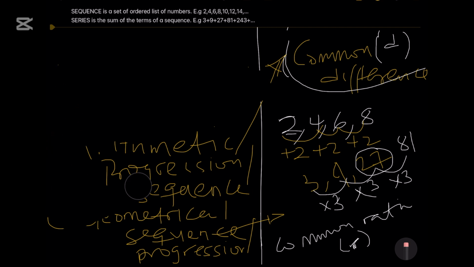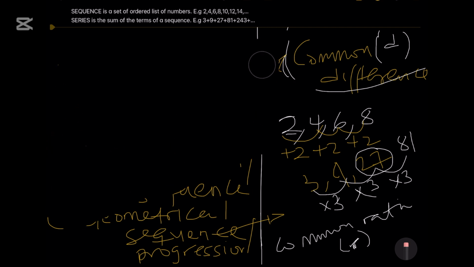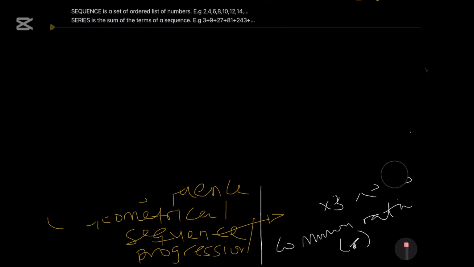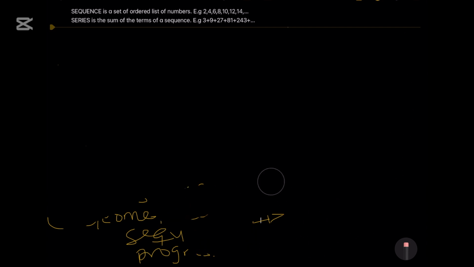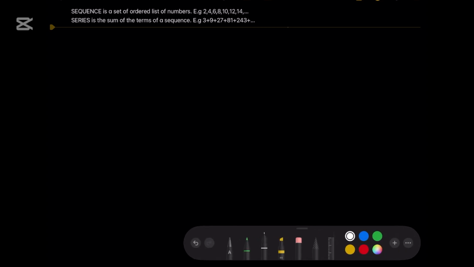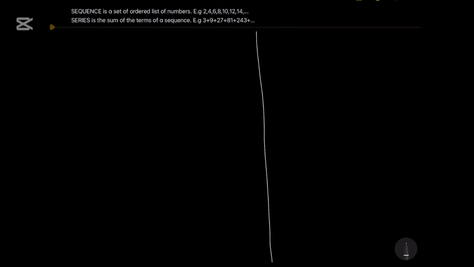All right, so we've established the fact that a sequence is a set of ordered list of numbers. That's what we term as a sequence. So when we look at difference, we have two types of sequence. We have the arithmetic, which is also known as the linear sequence, or the arithmetic progression. And we also have the geometrical progression.